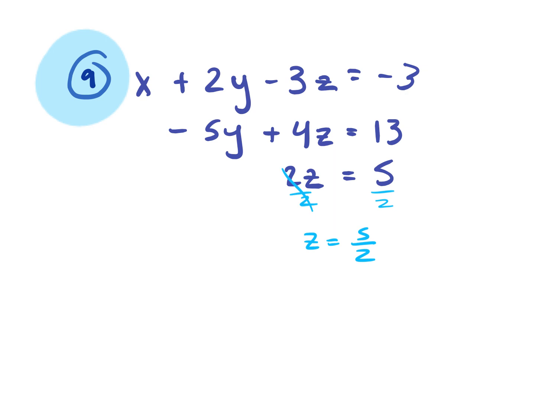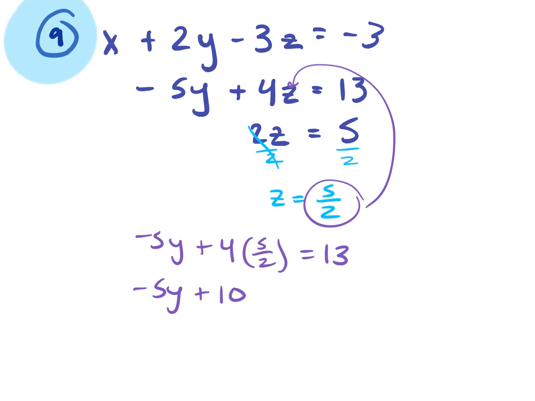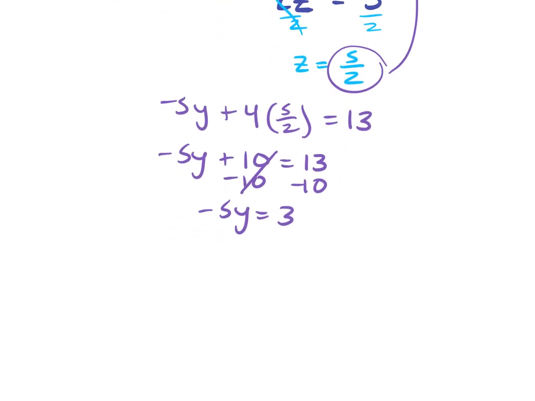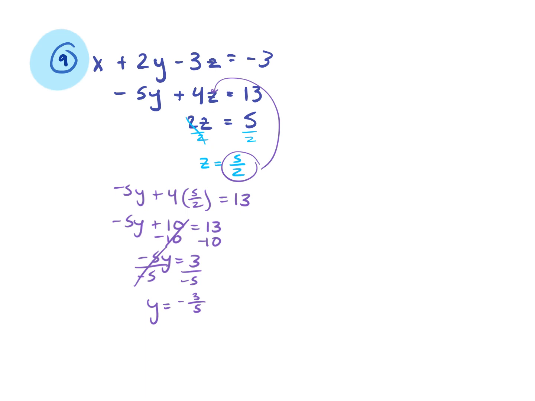What would we do next? Plug it into the one with 2. So here we have negative 5y plus 4 times 5 over 2 is equal to 13. Negative 5y, this would be 20 over 2, which would be 10, is equal to 13. Subtract 10. Negative 5y is equal to 3. Divide by negative 5. So what does y equal? Negative 3 over 5.